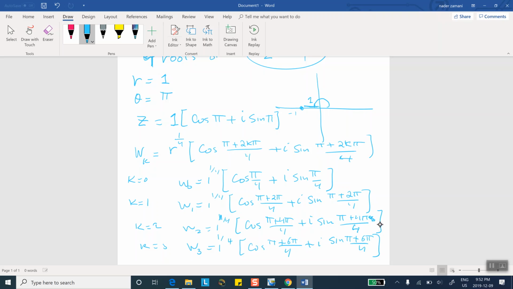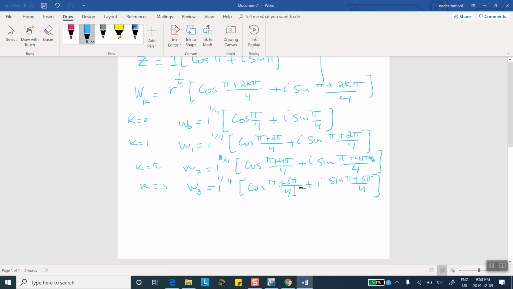I just caution you, the answer in the book may not look exactly like that because they have simplified, for example, the values of cosine of pi over 4 and sine of pi over 4 and all these things. But as far as I'm concerned, this is fine. We can leave it like this.